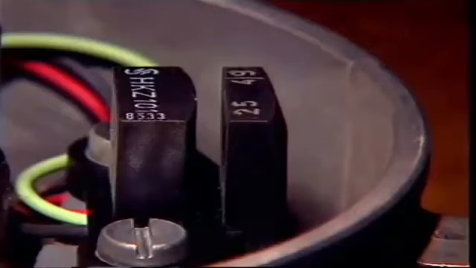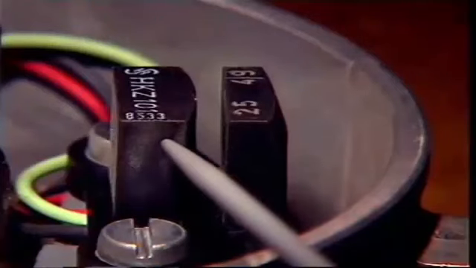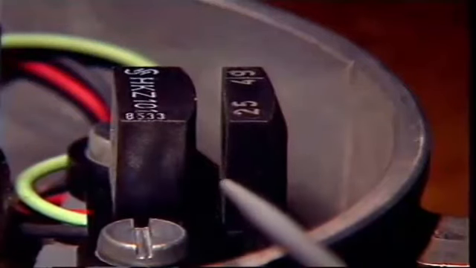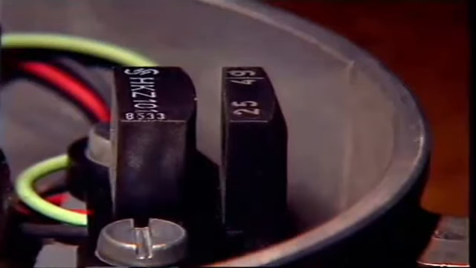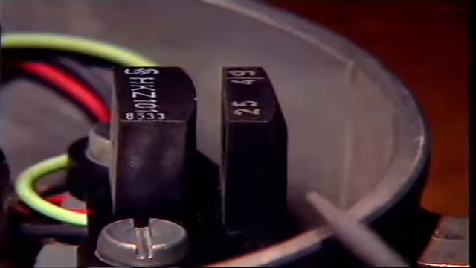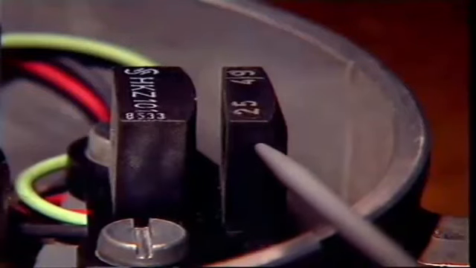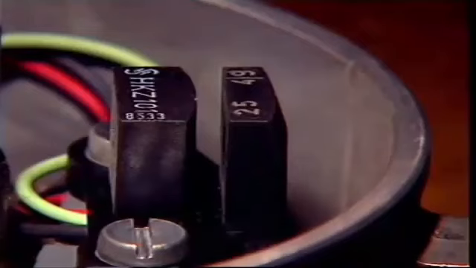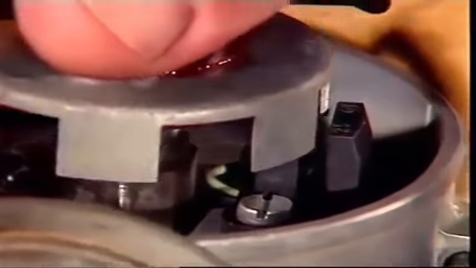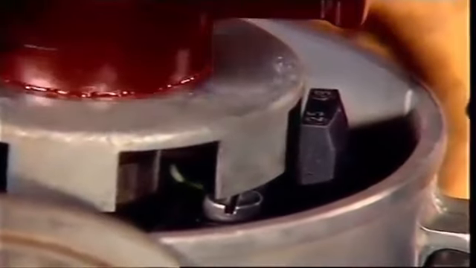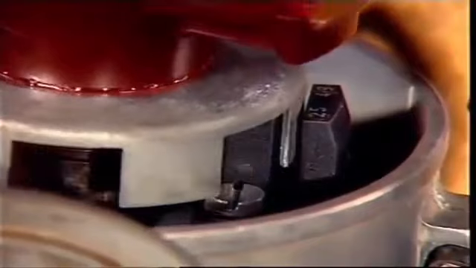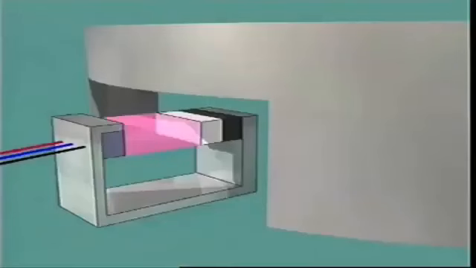In a distributor, the Hall effect generator and its integrated circuit, or IC, are located on one leg of a U-shaped assembly mounted on the distributor baseplate. A permanent magnet is located on the other leg, and an air gap is formed between them. An interrupter ring, which has the same number of blades and windows as engine cylinders, is rotated by the distributor shaft, moving the blades through the air gap.